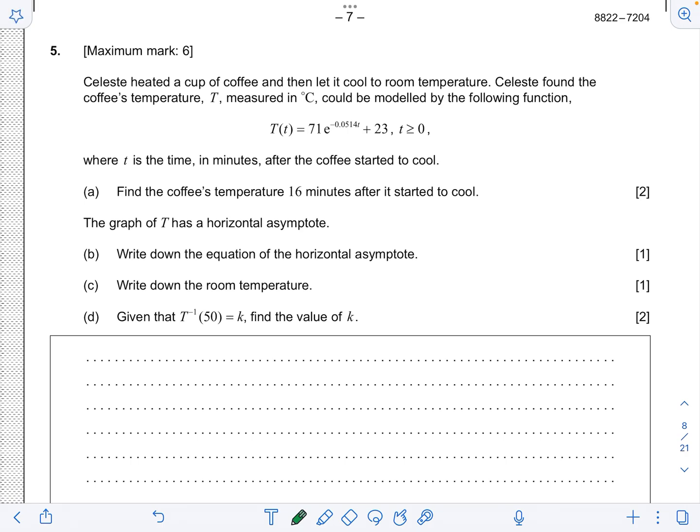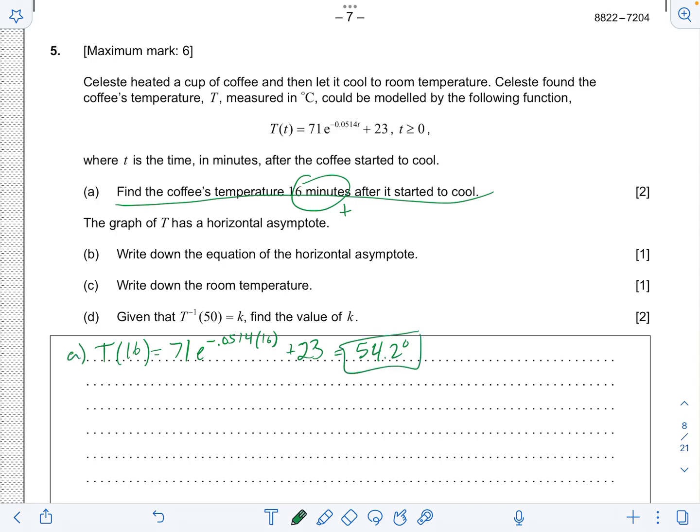So we're asking for A, find the coffee's temperature 16 minutes after it starts to cool. So 16 minutes is going to be our time, little t. And you can write T of 16 equals, well, I'll write it. Actually, it's probably a great idea to write it so you can show the moderators that you know what you're doing. Plus 23, and then just type that into your calculator and let your calculator evaluate it for you. And you get 54.2 degrees. And label that part A.